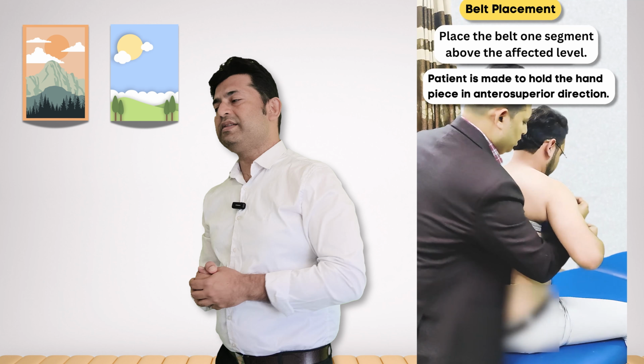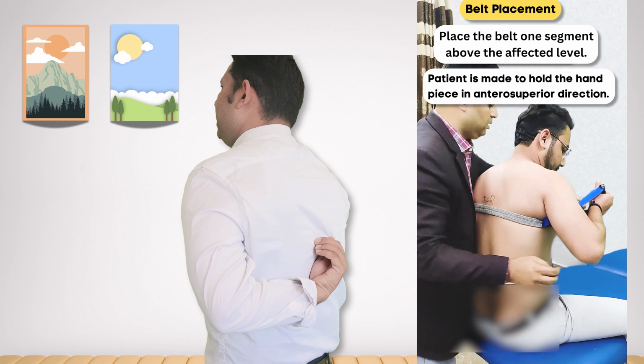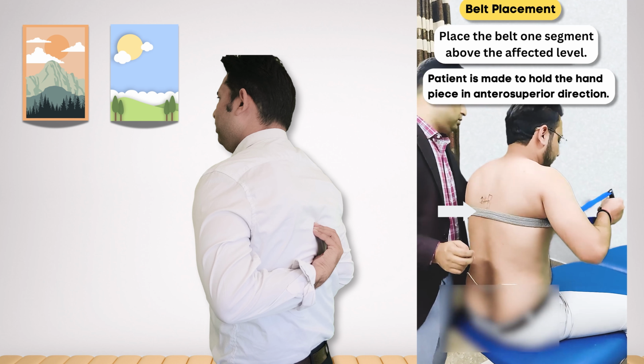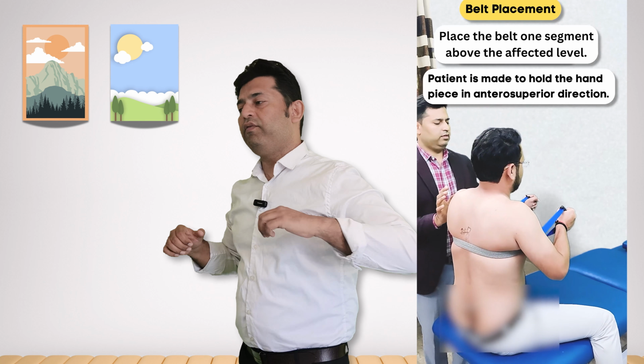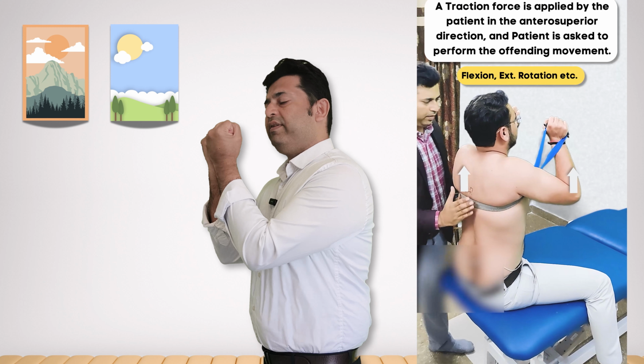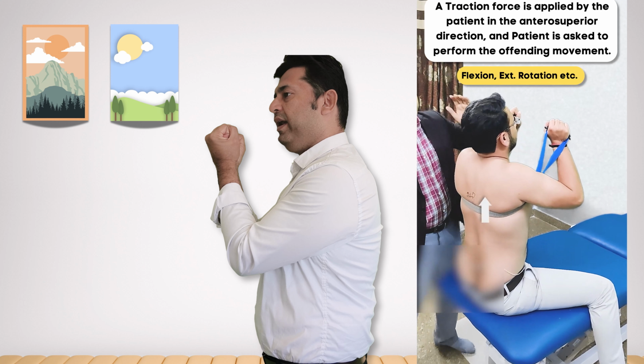Let's say this is the area that we have found to be painful. We will keep our belt right above it, that is one level up, and hold the belt in our hands. Again, we will give a traction to the belt in the upward direction, and we will start mobilizing in the offending motion.